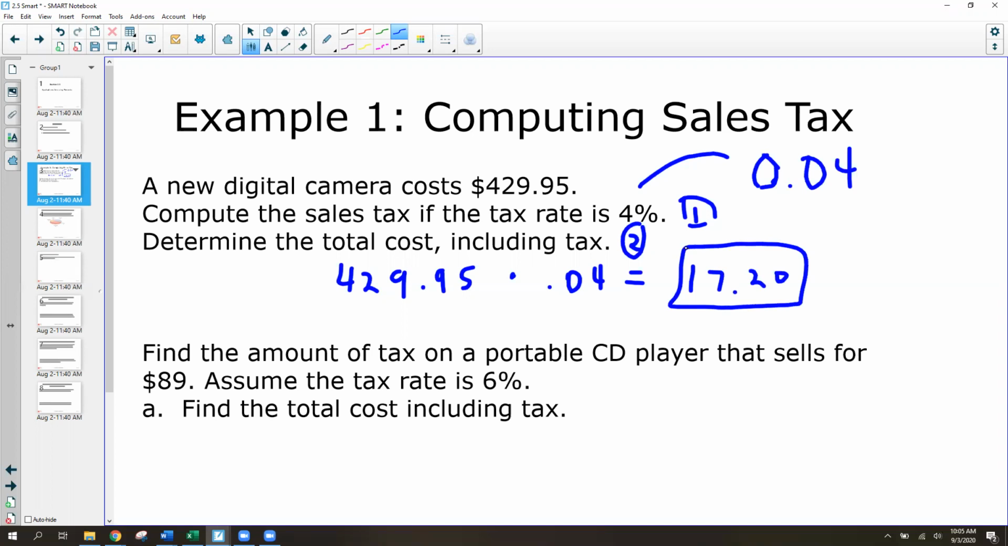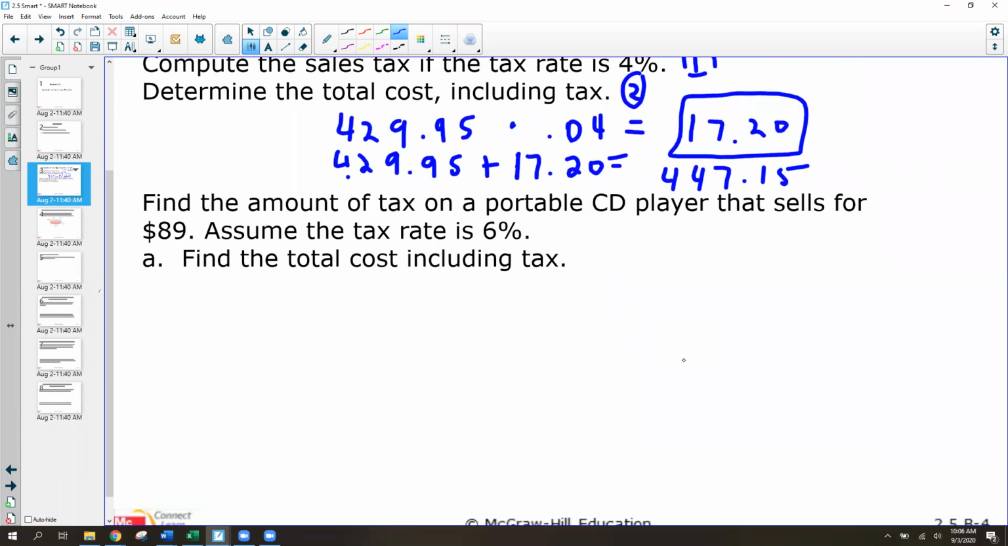And then really to get the total cost, all we're doing is adding 429.95 plus the tax. You know how to find the cost of things, you shop. So in total, the camera with tax will be $447.15. Ta-da.